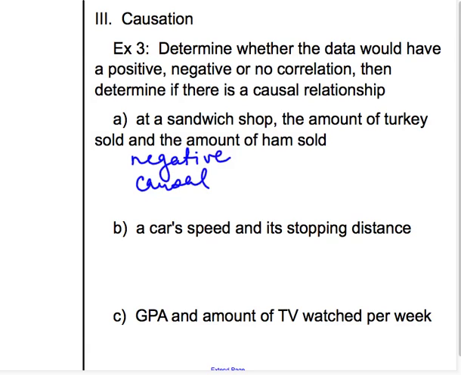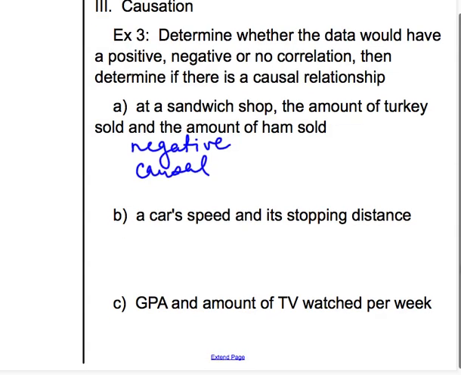All right, second example, a car's speed and its stopping distance. So if we think about the faster you're going, the longer it takes you to stop. So they're both increasing together, so this is a positive relationship. And again, this is causal. The faster you go causes your stopping distance to increase.